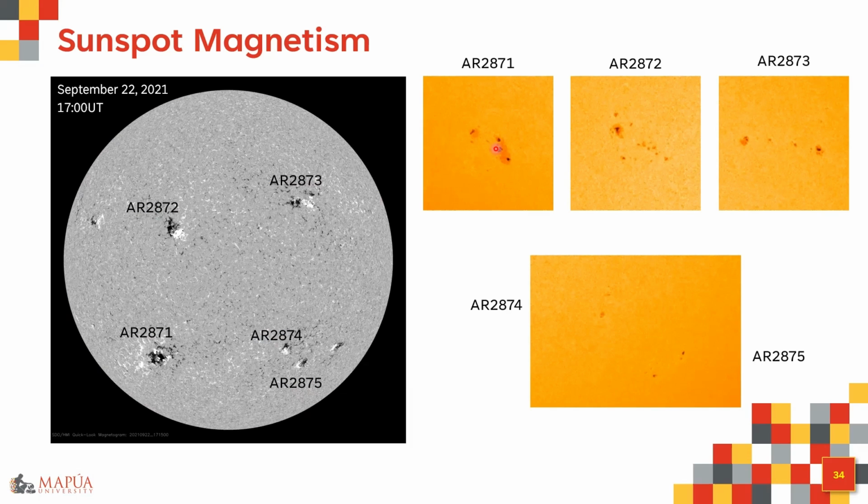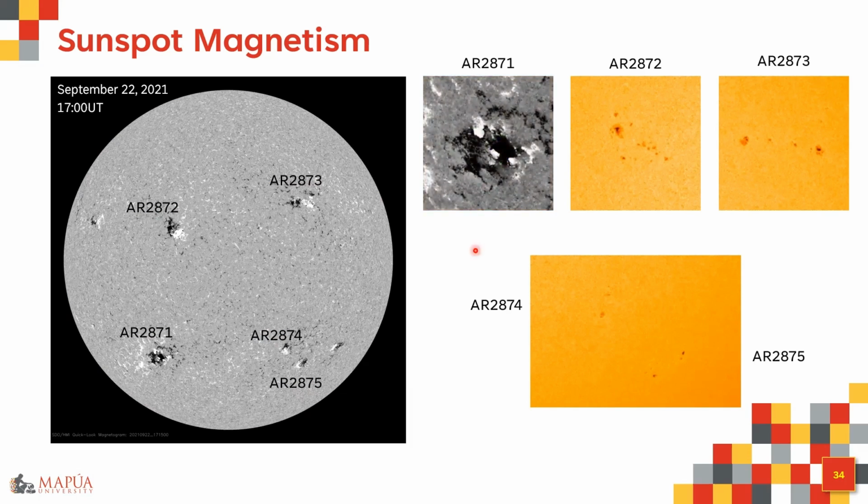For example, if we're going to move closer, AR 2871 is a very complicated magnetic configuration. But if we're going to look at 2872, one side is opposite to the other. So this is actually a bipolar sunspot group. If you notice, the magnetic field lines will emerge from one side and then go back to the other side.